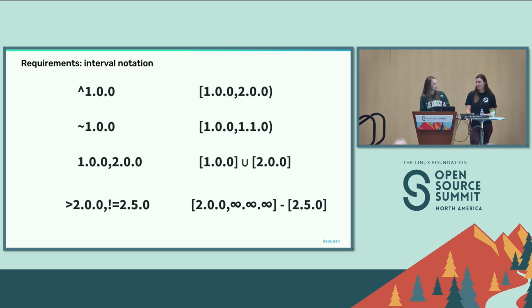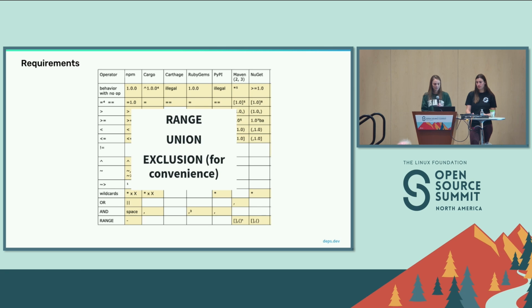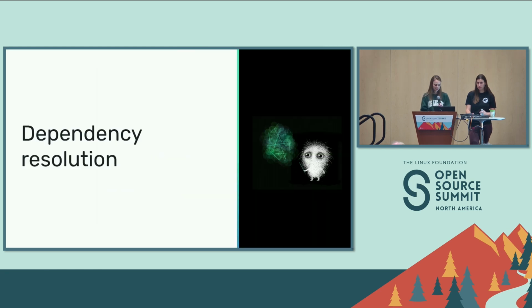Now that we have our model, we can translate any of the syntax from any ecosystem that has a total ordering into this model, with the equals operator just becoming the interval of one version. So to summarize, to clearly communicate all of the operators in this table, all we need is range, union, and exclusion. And now that we've finally finished clarifying requirements and how to specify them, let's see them in practice.